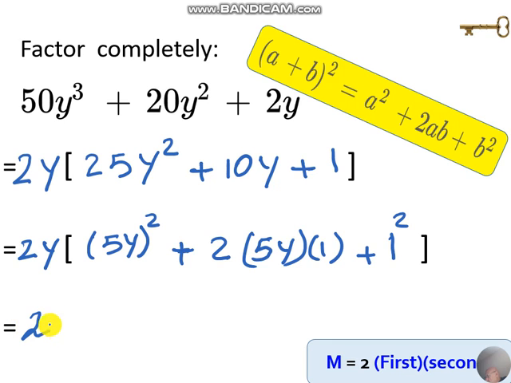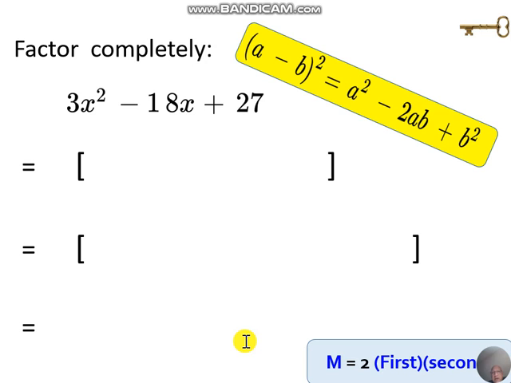In 2y under 2y, I can factor this trinomial as a plus b quantity squared. Plus, because the middle term is positive. Here the first one is 5y. The second one is 1.